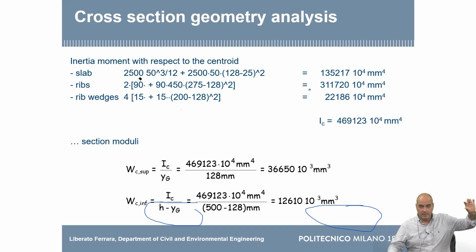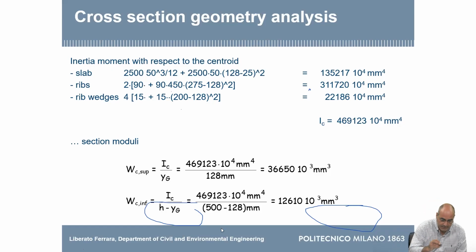So the slab: b t cube by 12, plus you have the transport term, which is the area times the square of the distance between the two centroids. 128 is the position of the centroid of the whole cross section. 25 is the centroid of the slab. So now what is missing here is that you have 90 times 450 to the cube by 12. Add this in your slide. So you have here 450 to the cube by 12.